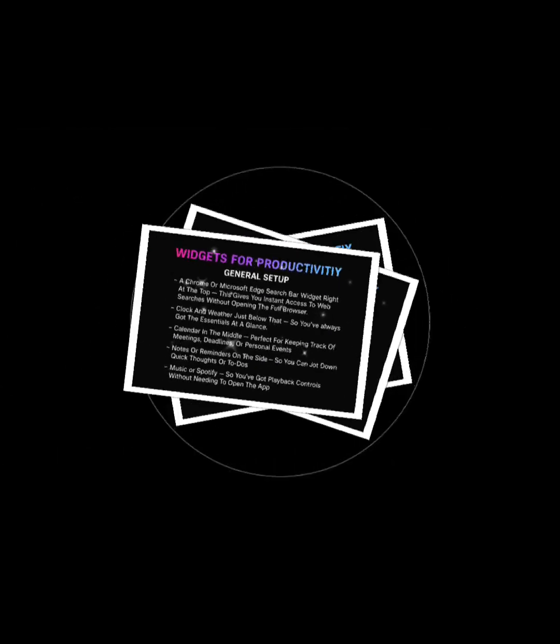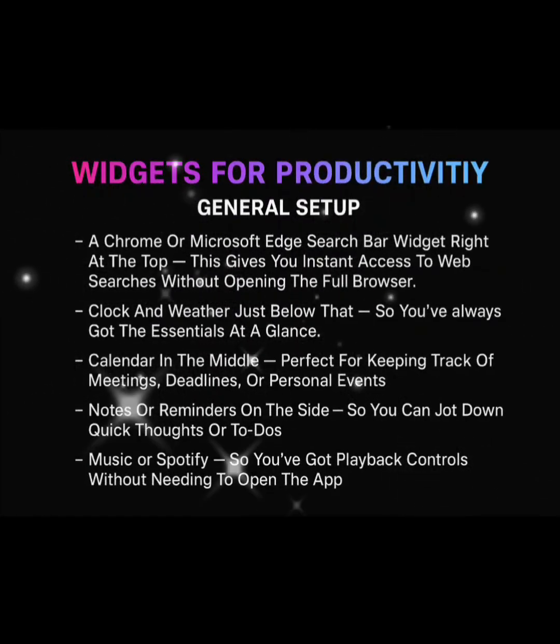For a general widget setup, you can start with an internet search bar widget right at the top. This gives you instant access to web searches. Just below that, you can place your clock and weather widgets. Then you have your essentials at a glance. In the middle, you can go ahead and add a calendar widget. It's perfect to keep track of personal events. And on the side, drop in notes or reminders. It lets you jot down quick thoughts or to-do items. And finally, if you add a music widget, you can listen to music while getting some work done.